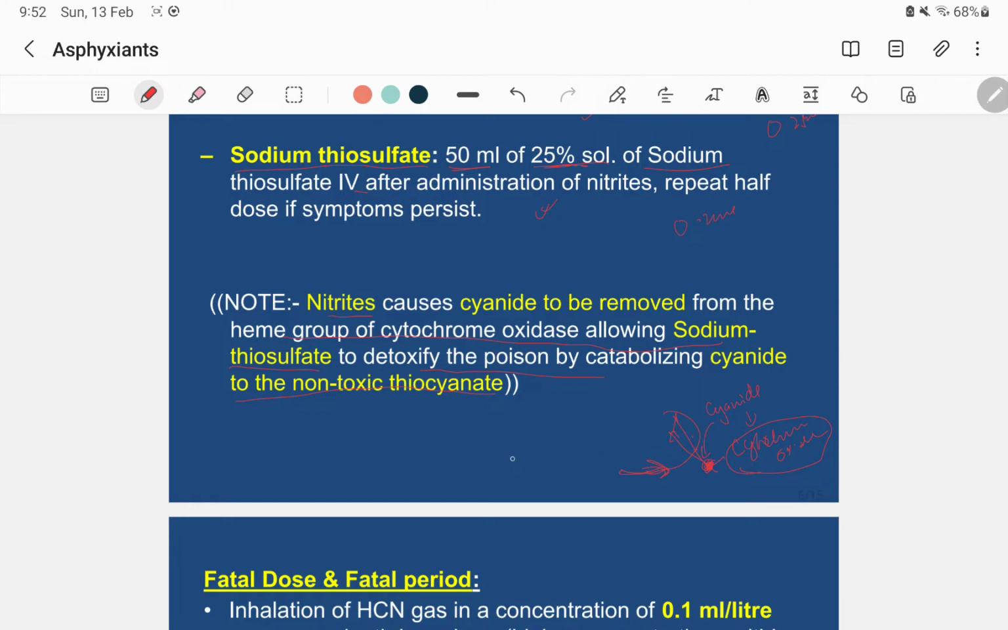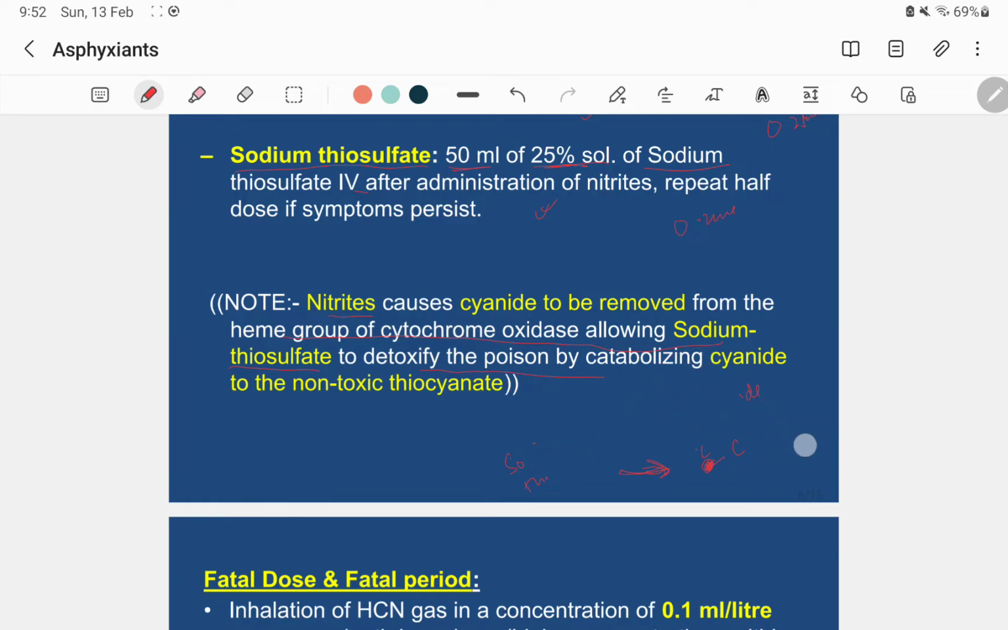And now what we do is sodium thiosulfate. Sodium thiosulfate will now act on the removed cyanide and detoxify the poison. How does it do that? It detoxifies the poison by catabolizing cyanide to the non-toxic thiocyanate. The cyanide is here because it was removed by the nitrite from the heme group of the cytochrome oxidase, and now sodium thiosulfate will detoxify the cyanide into the non-toxic thiocyanate. So that's the mechanism of action.